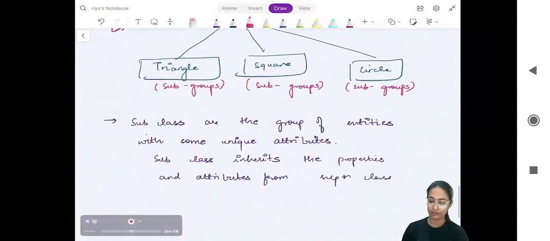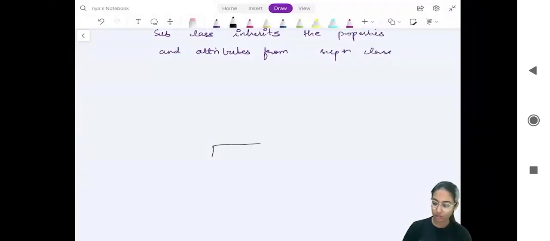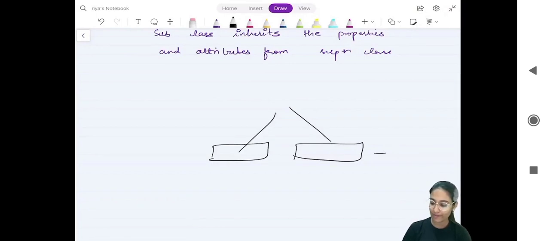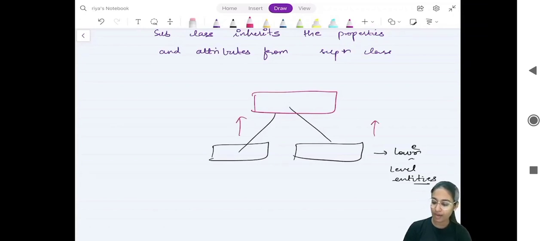Okay, let's see over here. It's like two subclasses, or two lower level entities, basically combine to form the higher level entity.